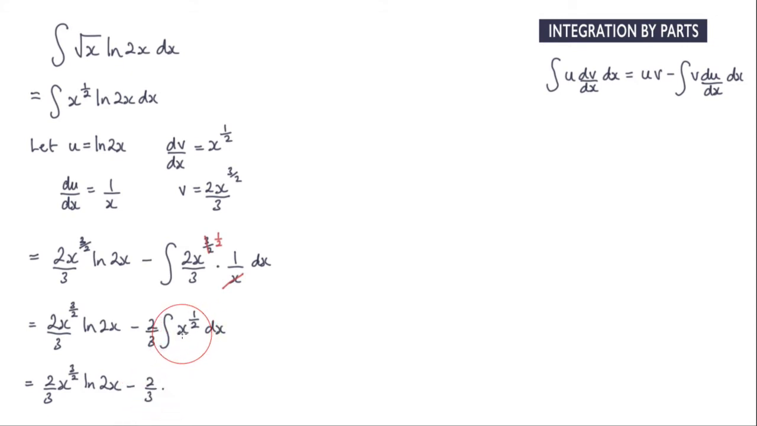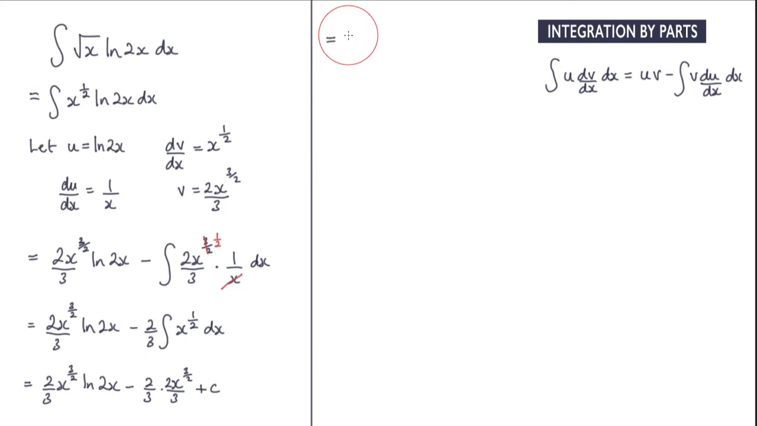That's going to be multiplied by x to the power of 1/2 integrated, which will be x to the power of 3 over 2 divided by 3 over 2. So again, we're going to have 2/3 here. And then add on the constant of integration. So what we have is 2/3 x to the 3 over 2 log of 2x minus 2 multiplied by 2 is 4 and 3 multiplied by 3 is 9, so that's 4 over 9 x to the 3 over 2 plus c.